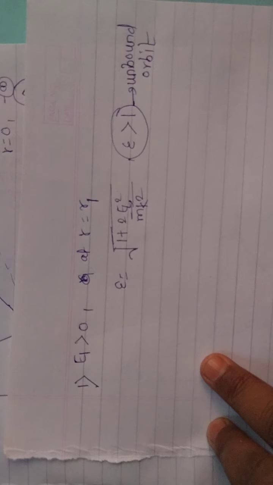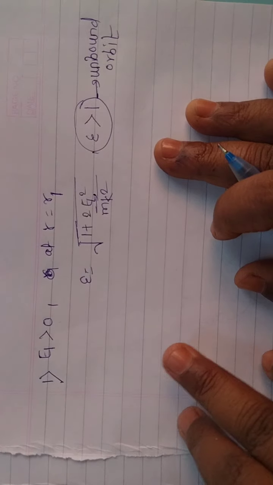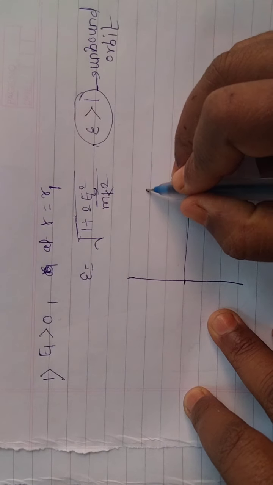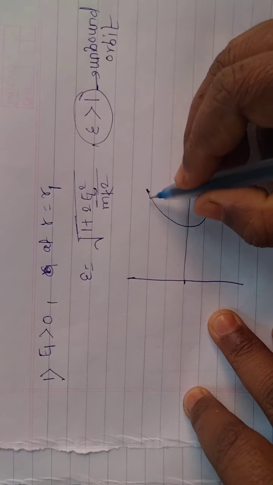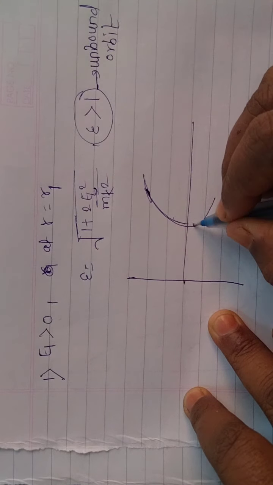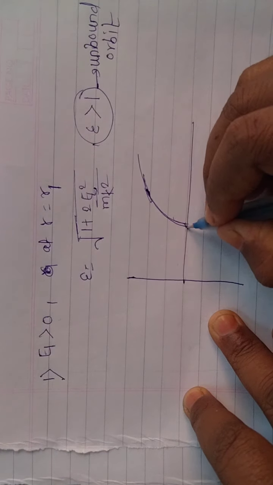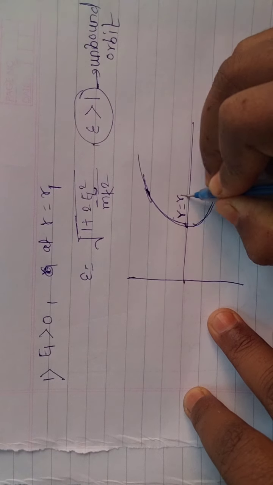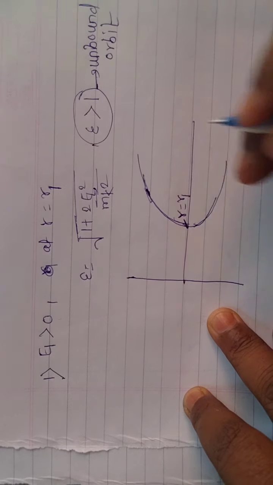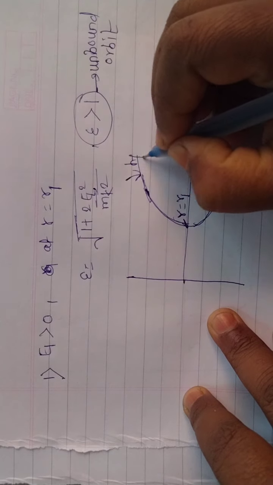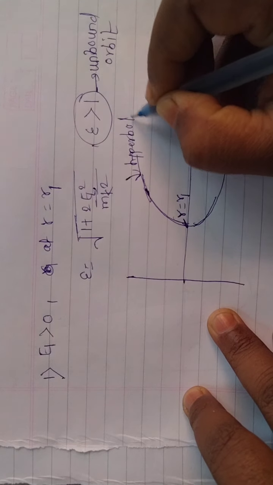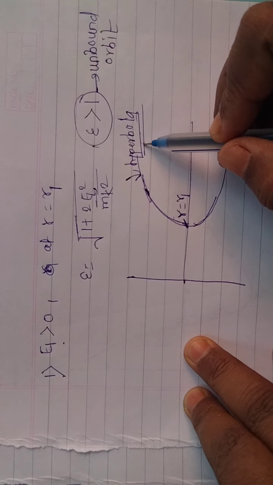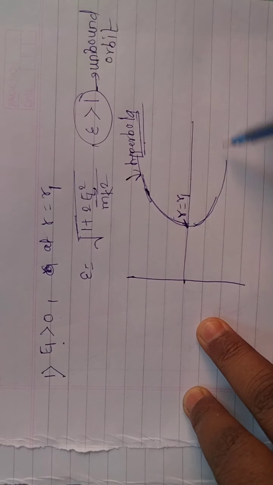This orbit is an unbound orbit. Suppose we have plotted this. This is a turning point of this energy at r equal to r1. This is the turning point. So this looks like a hyperbola. When the energy is greater than 0, the orbit is moving in a hyperbola.